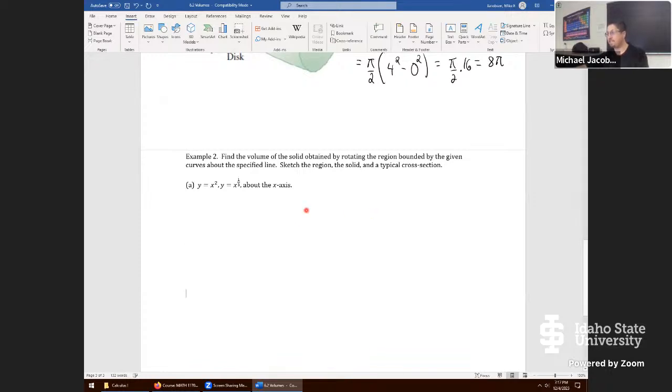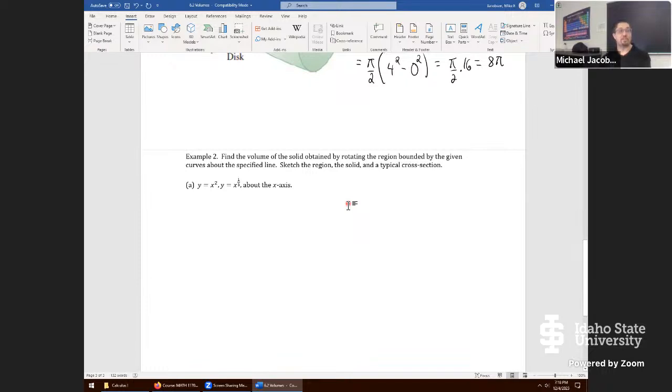So let's do this problem right here. It'll be y equals x squared, y equals x to the power of 1/3, and we're going to rotate this whole thing about the x-axis. Actually, let's read the full instructions to start. We're finding the volume of the solid that's going to be obtained by rotating this region right here about the given curves and specified line. So the line we're rotating about is going to be the x-axis on this one. This is the portion that's going to be provided. We need to sketch the region. We'll try to sketch the solid as best we can and a typical cross-section.